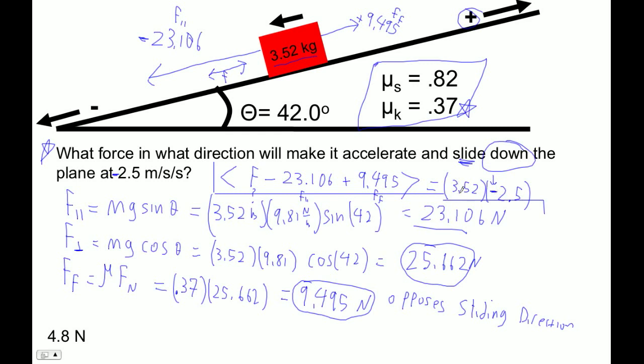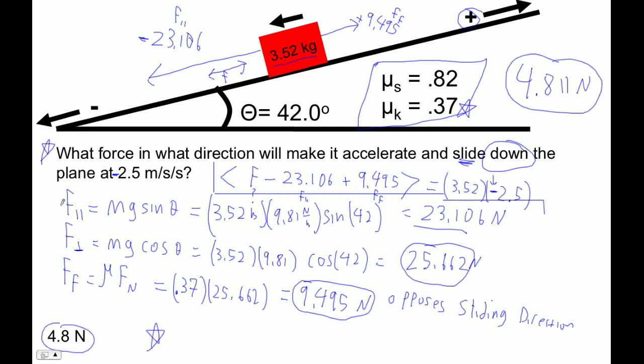And now I'm going to type this into my calculator. I'm going to go 3.52 times negative 2.5, and then I'm going to go minus 9.495, and then I'm going to go plus 23.106. If I solve for that force, I get that the force is 4.811 newtons, which is our answer there.